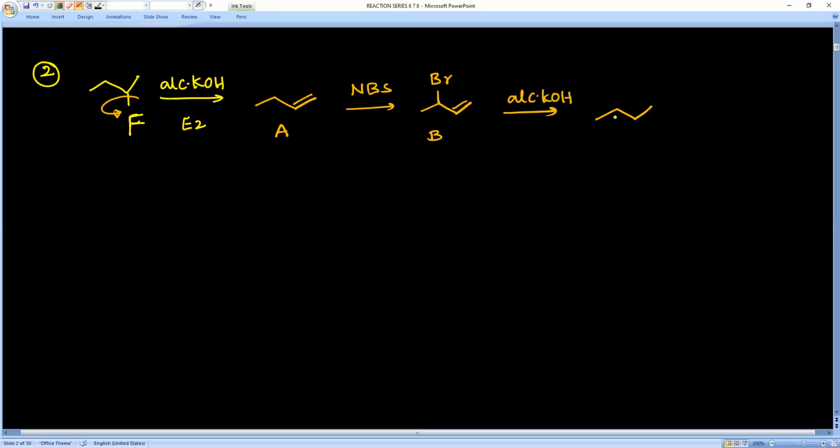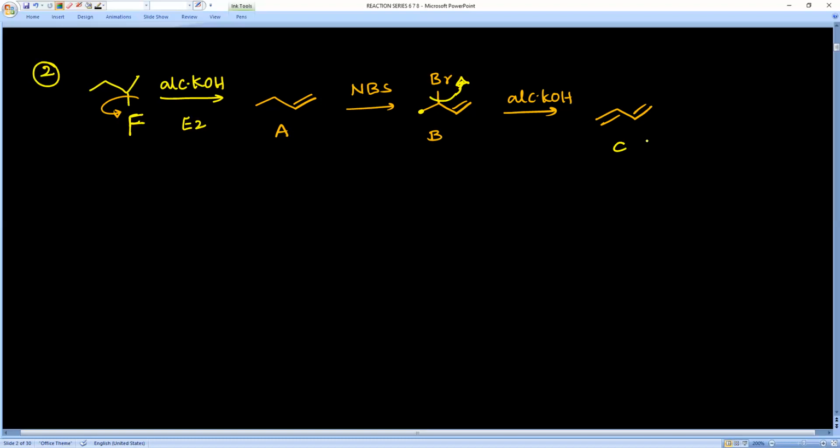Here an E2 reaction, dehydrohalogenation, takes place. Bromine from this carbon and hydrogen from the adjacent carbon atom take part in elimination, and we will get a conjugated diene. This is compound C. Now compound C is treated with bromine.